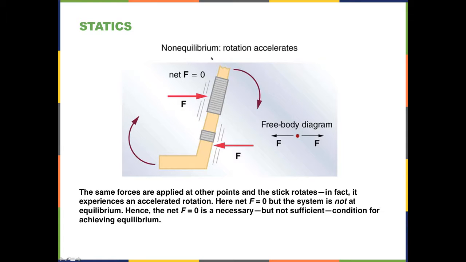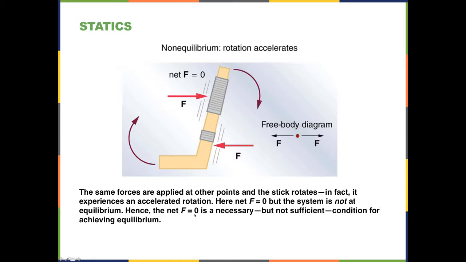Now, a non-equilibrium occurs when rotation occurs, leading to a rotation of the stick. Here the same forces that were previously applied are applied, but now they're not applied directly across from each other. Because of that imbalance of where they're applied, you have a net accelerating rotational force. So you have a net force of zero because these two are in opposite directions and they're equal. But because they're not applied directly across from each other, the system itself is not in equilibrium.